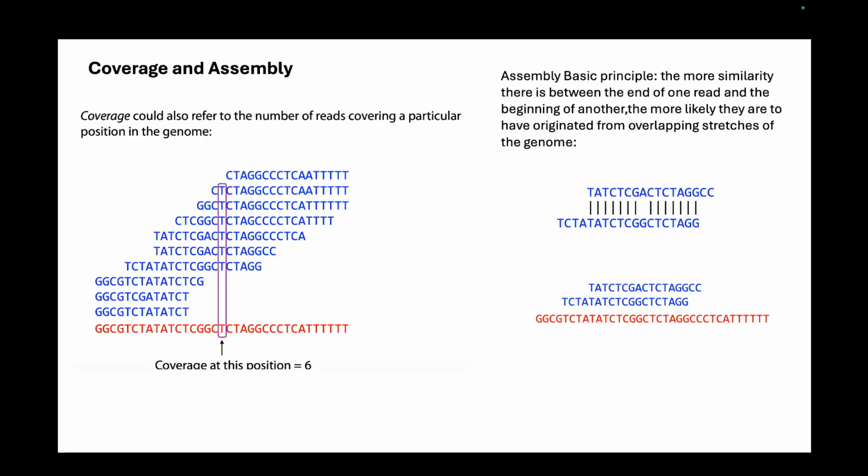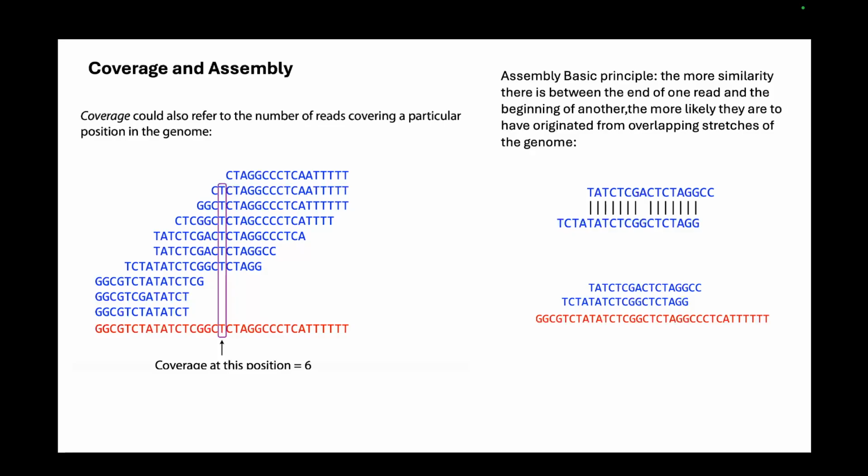Here the concept of coverage comes in, because coverage decides how much overlap there might be between two reads. So, what is coverage? It refers to the number of reads covering a particular position in the genome. For example, this particular position in the genome, this T, is supported by 1, 2, 3, 4, 5, 6 reads. So coverage at this position is 6. If you have a higher coverage, you'll have more overlapping reads that support a particular base.